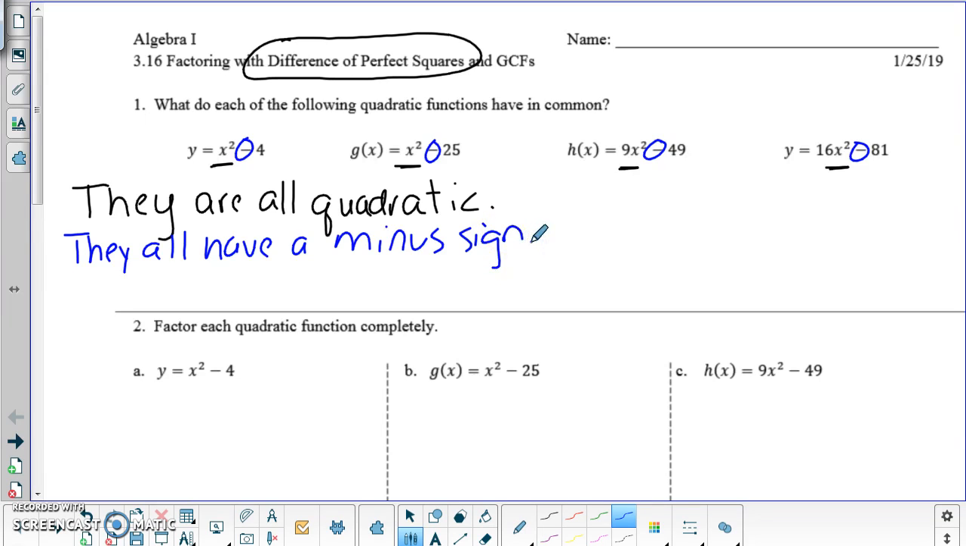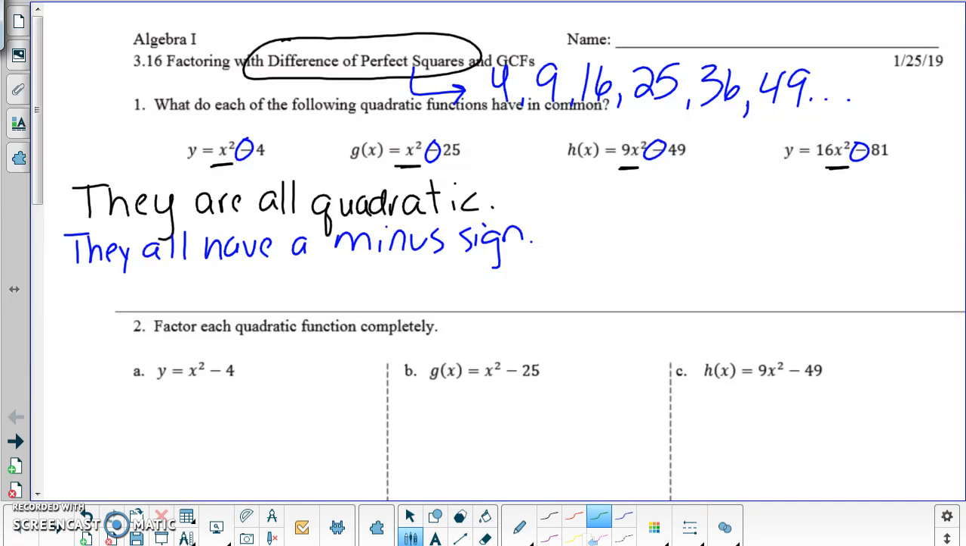All right, that word perfect square, those are numbers like 4, 9, 16, 25, 36, 49, dot, dot, dot. So 2 times 2 is 4, 3 times 3 is 9, 4 times 4 is 16, 5 times 5 is 25. Those are called your perfect squares.